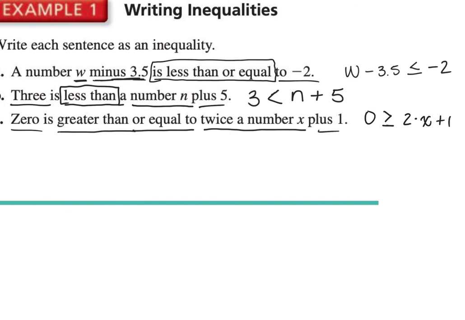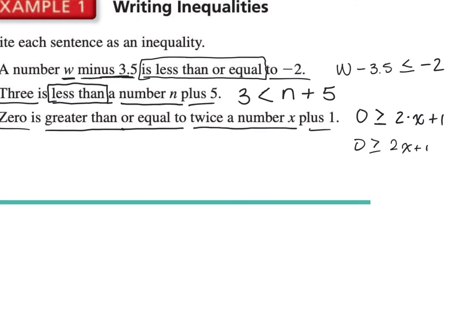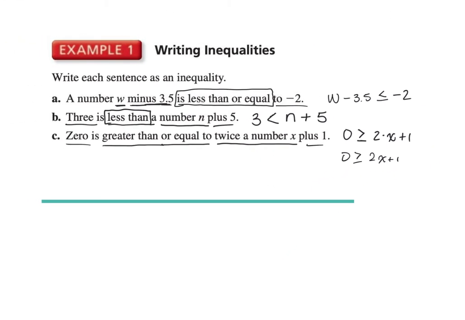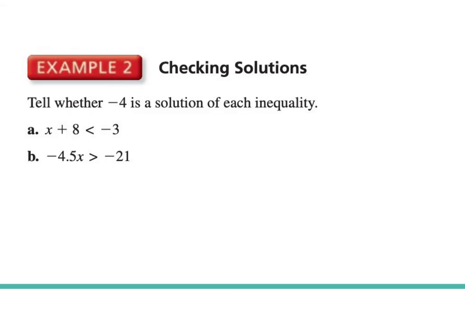Now, you probably want to write it as 0 is greater than or equal to 2x plus 1, just because this multiplication symbol doesn't necessarily need to be there. When you have a number next to a variable, it just means multiply automatically, okay? All right, checking our solution.